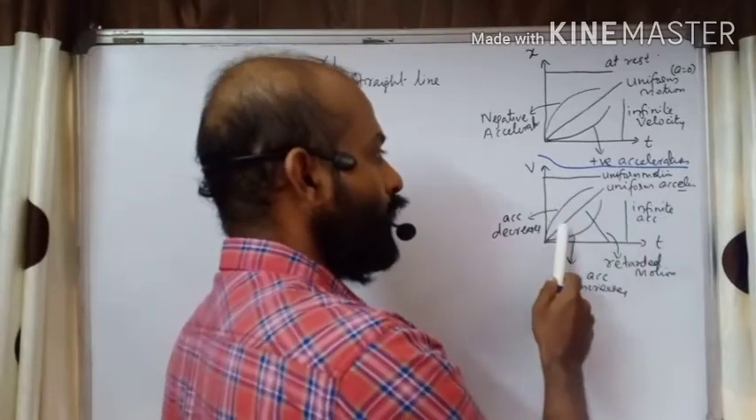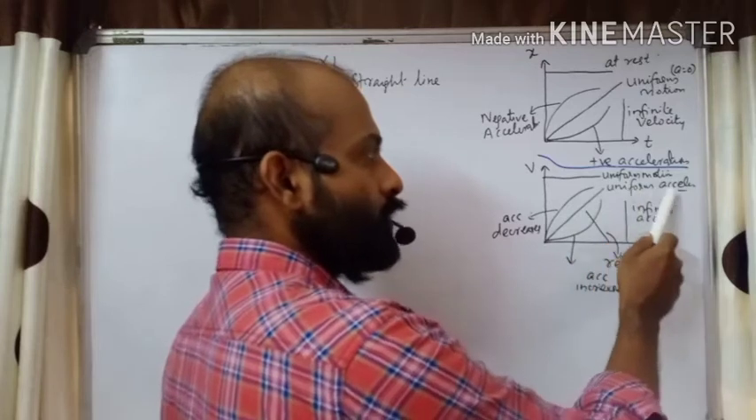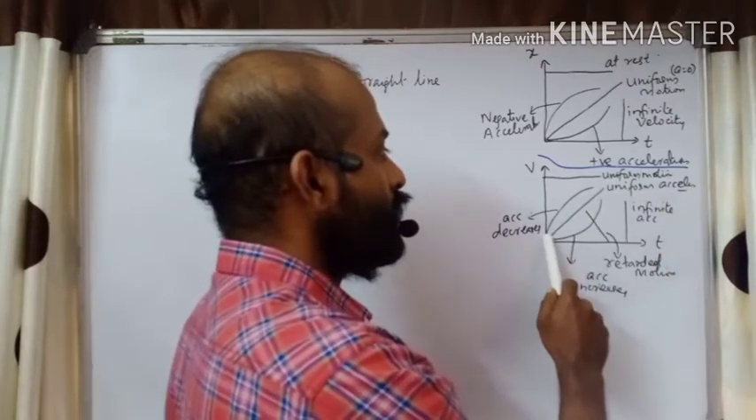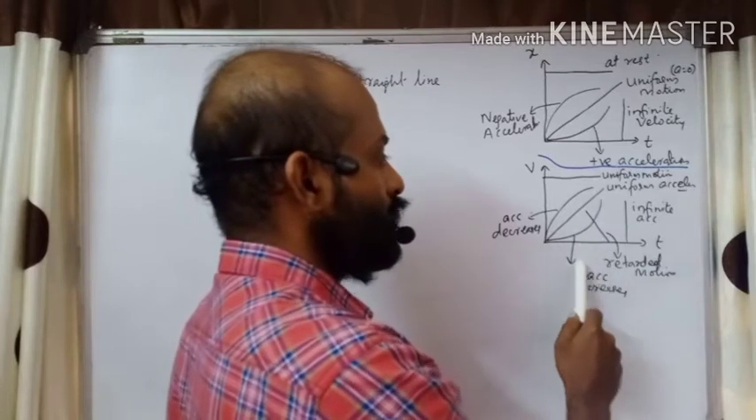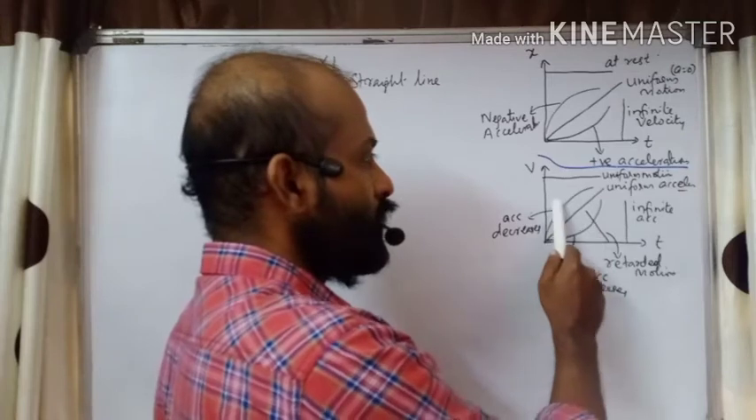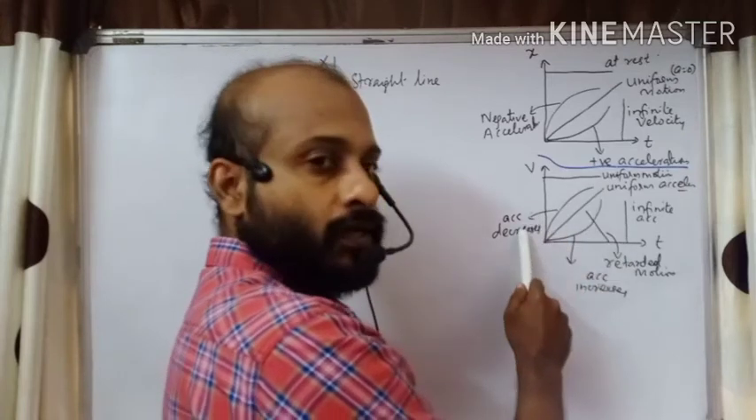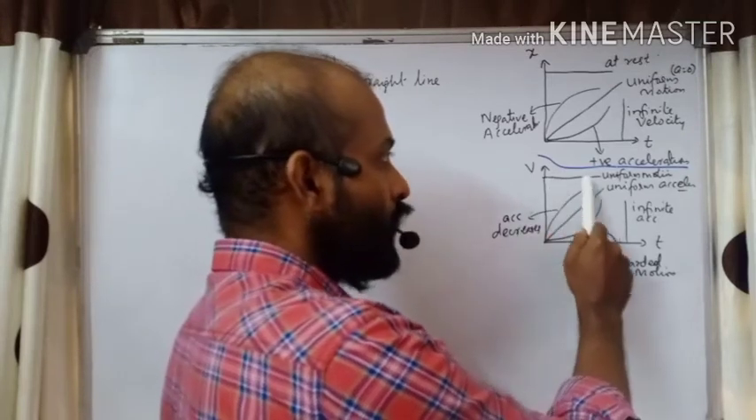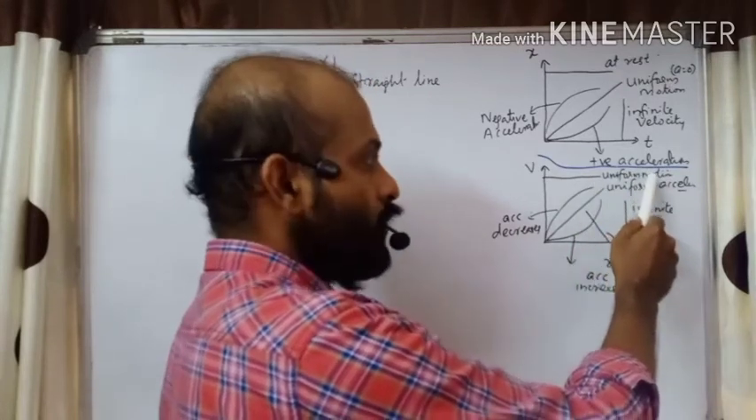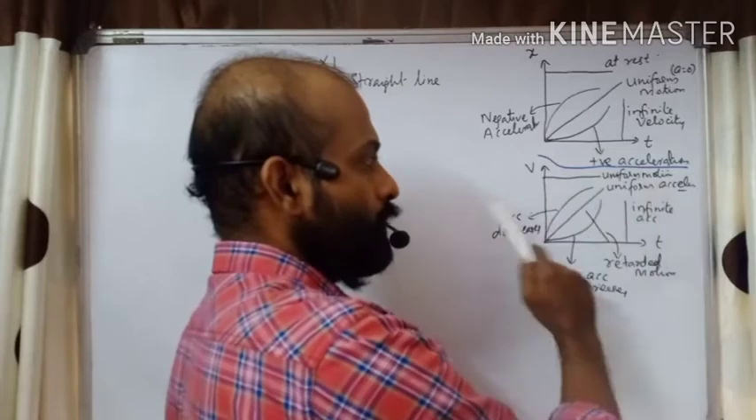If you have a straight line inclined to both axes, it is uniformly accelerated motion. If it is an upward opening curve, the acceleration increases. Not a uniform acceleration, it actually increases. If it's a downward opening curve, it indicates acceleration decreases. Horizontal line is uniform motion, means velocity will be the same. No acceleration, velocity is the same.